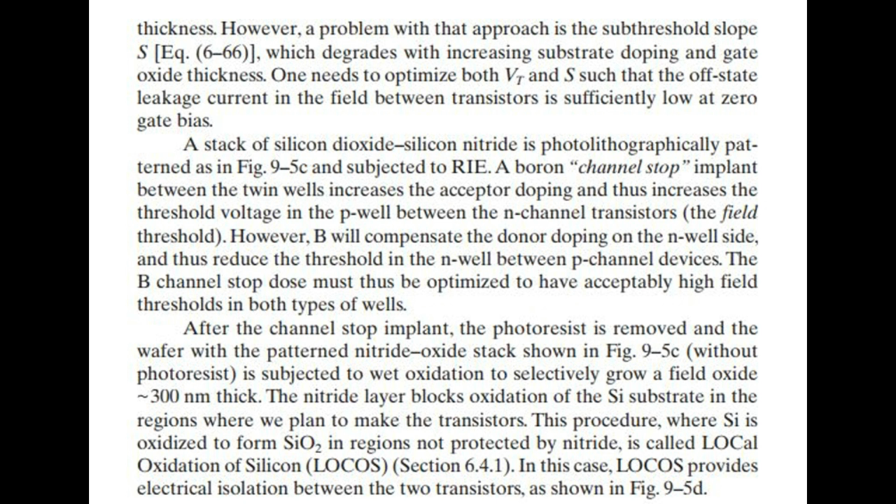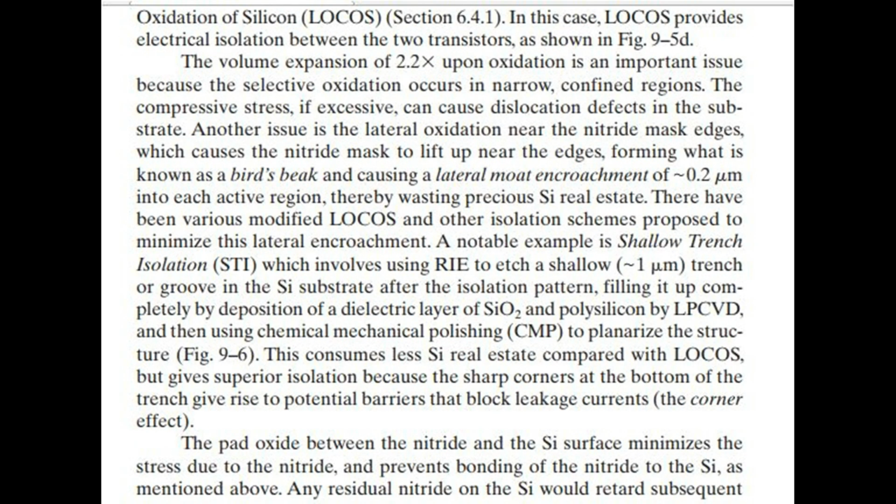in Fig 9.5c, without photoresist, is subjected to wet oxidation to selectively grow a field oxide 300 nanometers thick. The nitride layer blocks oxidation of the silicon substrate in the regions where we plan to make the transistors. This procedure, where silicon is oxidized to form silicon dioxide in regions not protected by nitride, is called local oxidation of silicon, LOCOS, section 6.4.1. In this case, LOCOS provides electrical isolation between the two transistors, as shown in Fig 9.5d.